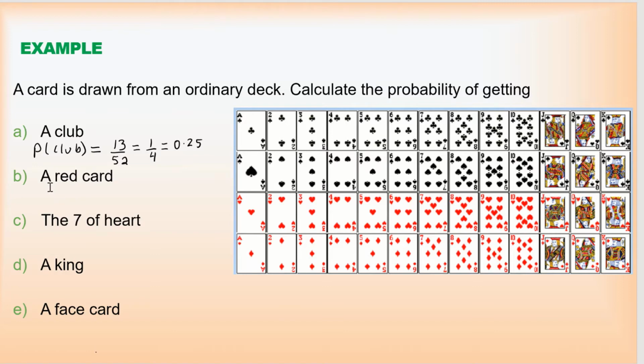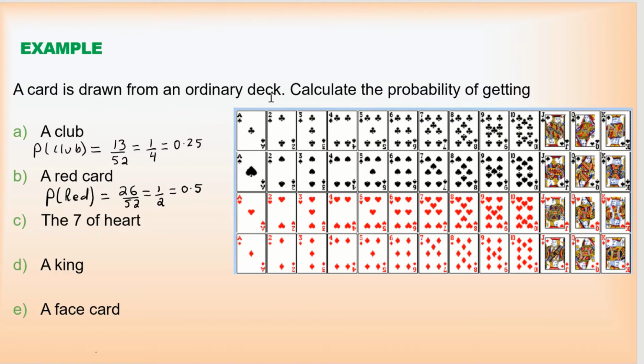Next, we have to find the probability that the card is a red card. If we use the classical definition, there are 26 red cards, 13 here and 13 here, 26 red cards out of 52. So 26 out of 52. If you reduce that fraction, 26 times 1, 26 times 2, so 1 over 2, or 0.5 is the probability.